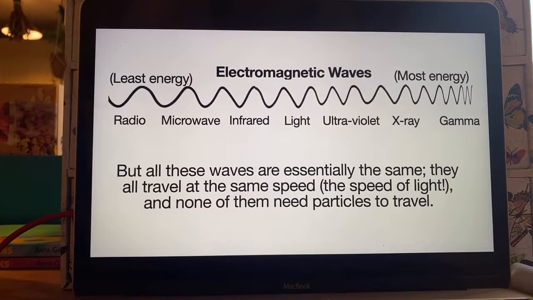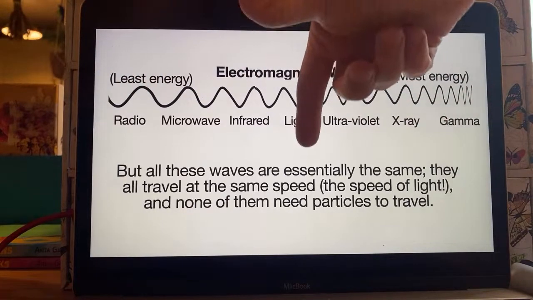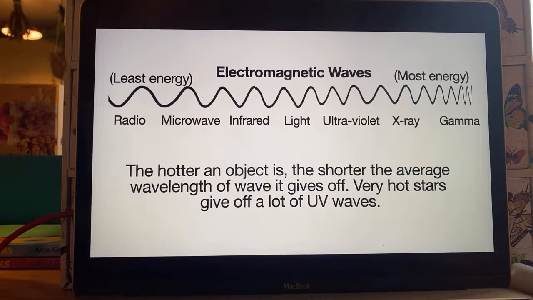All these waves are essentially the same, though. That's the important thing to remember. They all travel at the same speed, the speed of light, because one of them is light, right? And none of them need any particles to travel. So it's not like conduction and convection. If there's no particles, like space is a vacuum, it doesn't matter. These waves can pass through it.